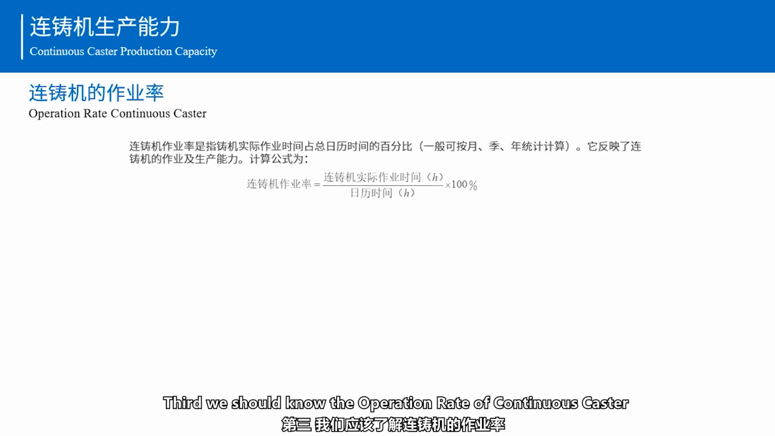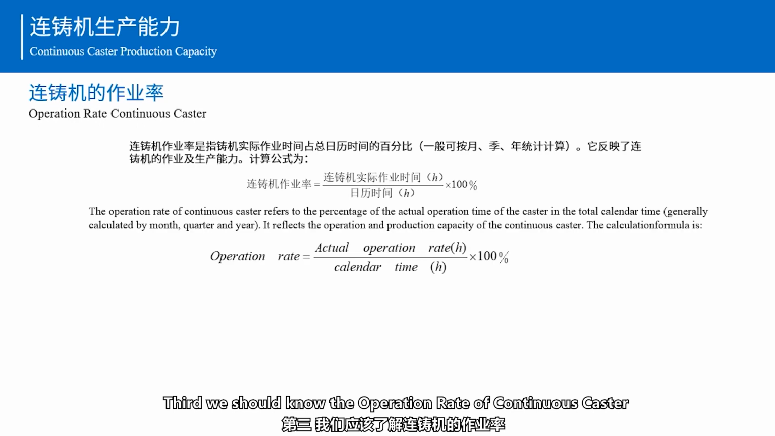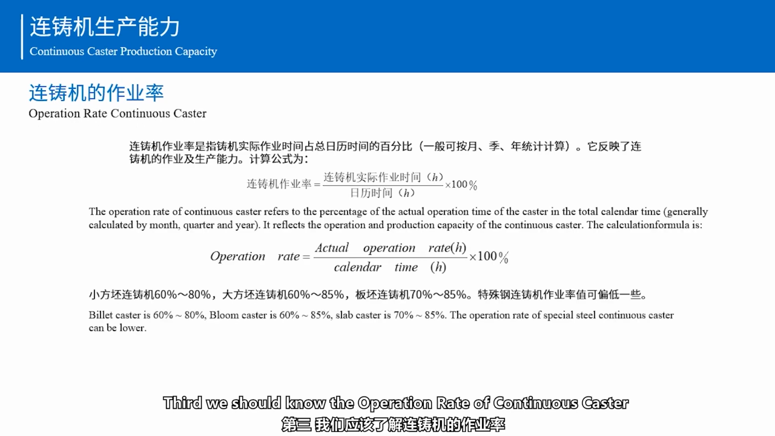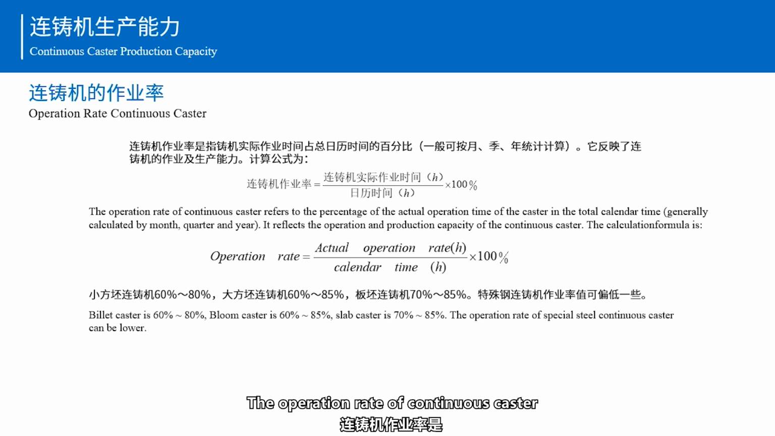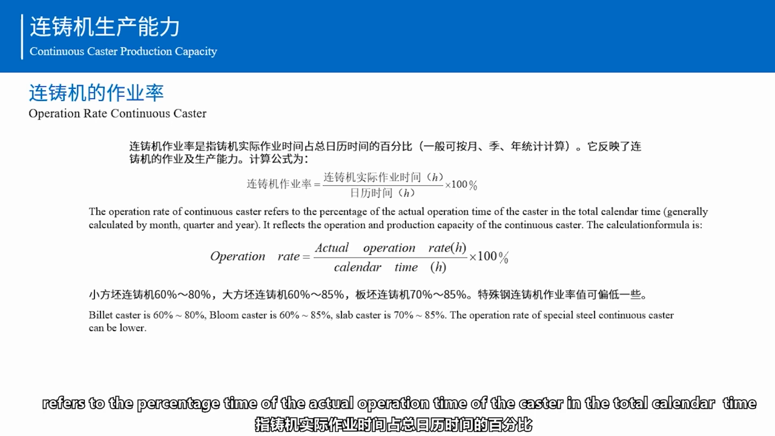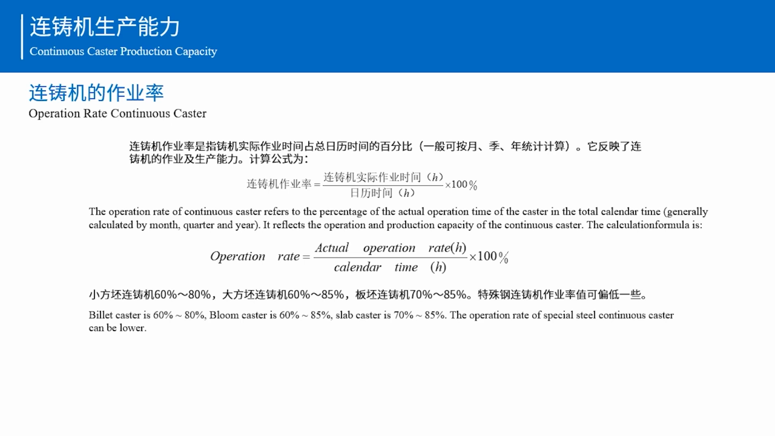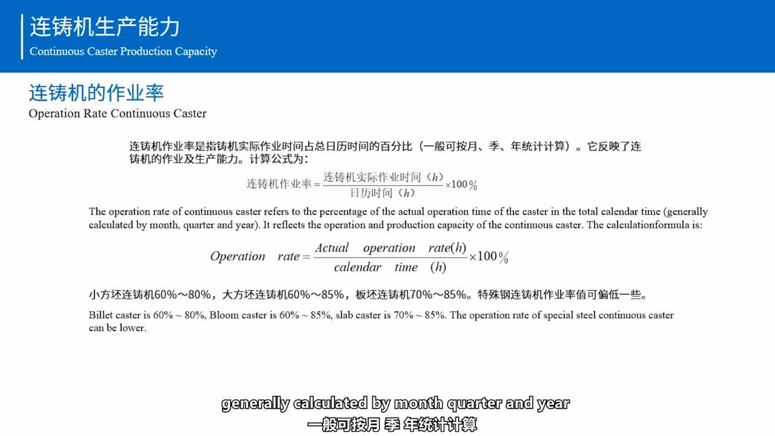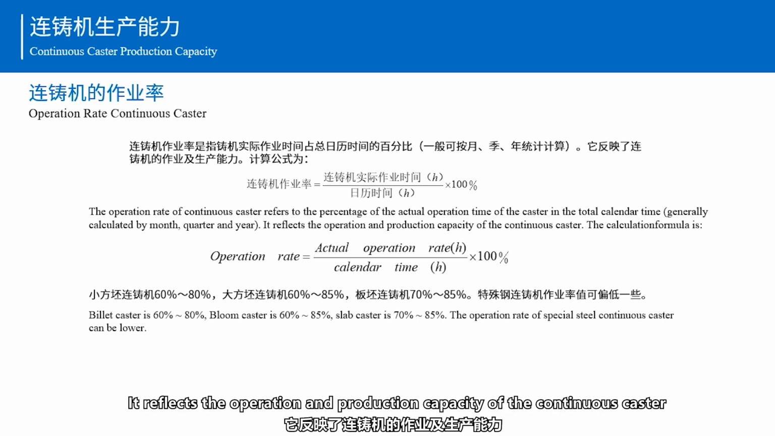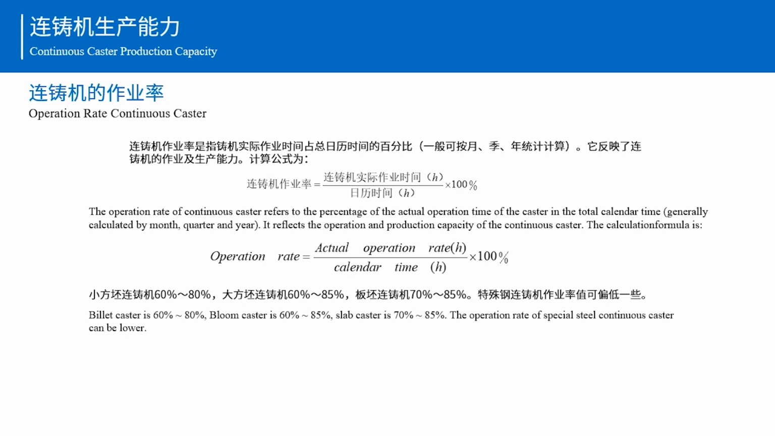Third, we should know the operation rate of the continuous caster. The operation rate of the continuous caster refers to the percentage of the actual operation time of the caster in the total calendar time, generally calculated by month, quarter, and year. It reflects the operation and production capacity of the continuous caster. The calculation formula is on the slide.